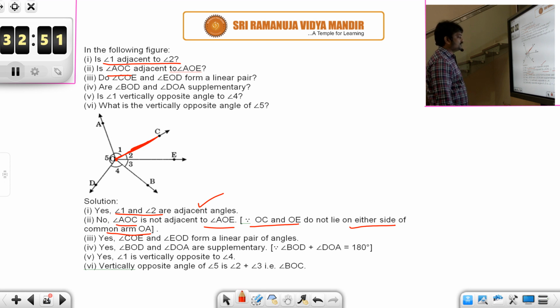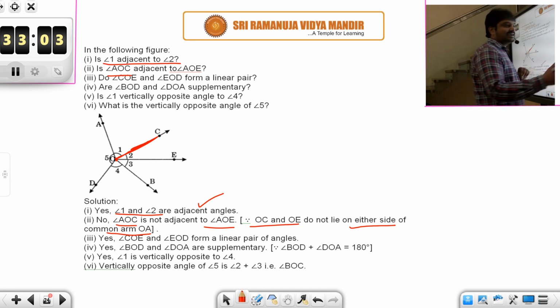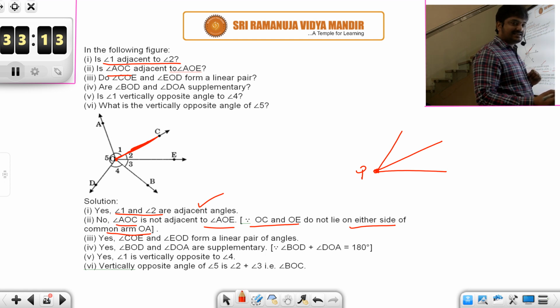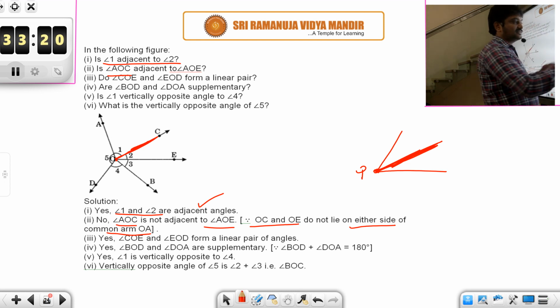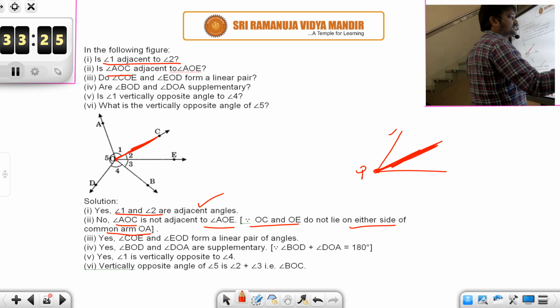OC and OE do not lie on either side of the common arm OA. See, for angles being adjacent, what are the conditions? First thing is, the angles should share a common vertex. Second thing is, they should have a common arm. And the third thing is, the other two arms should be on either side of the common arm, like this.